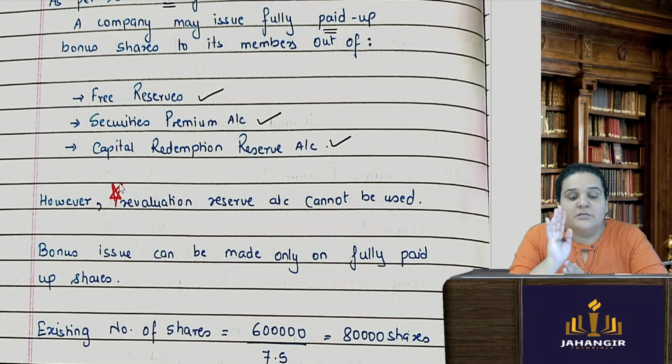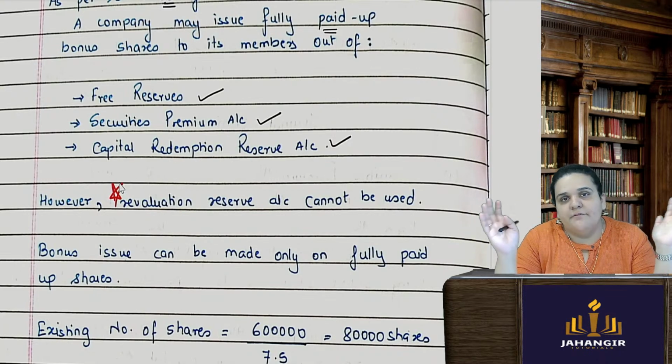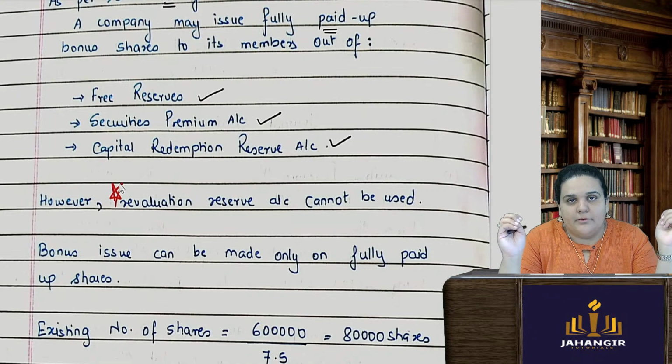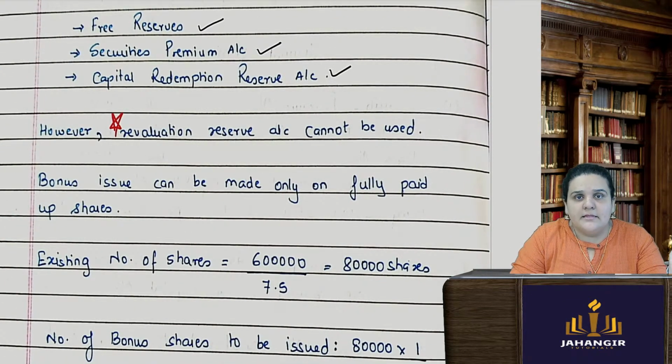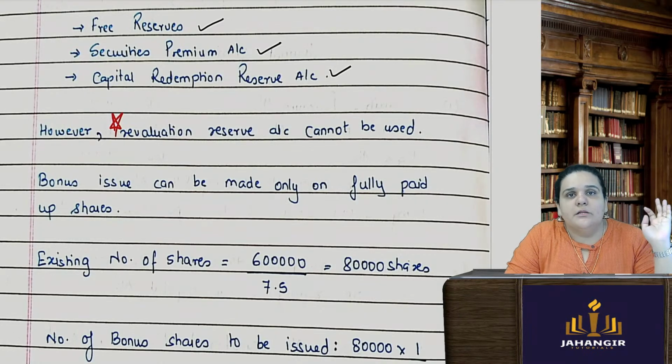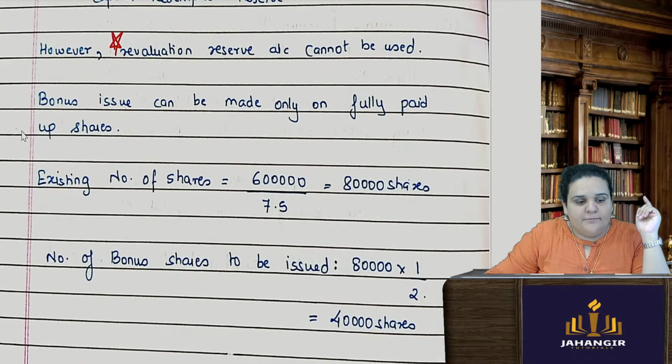Also, you cannot use certain statutory reserves which are for that particular purpose only. Free reserves are the ones which are available freely for dividend for anyone. And if there is CRR in the balance sheet, companies will issue bonus, because that is how you can write off your CRR also. Bonus issue can be made only on fully paid up shares. All these are important notes.